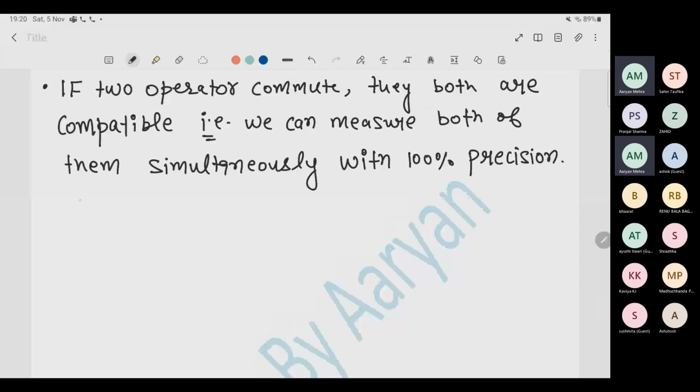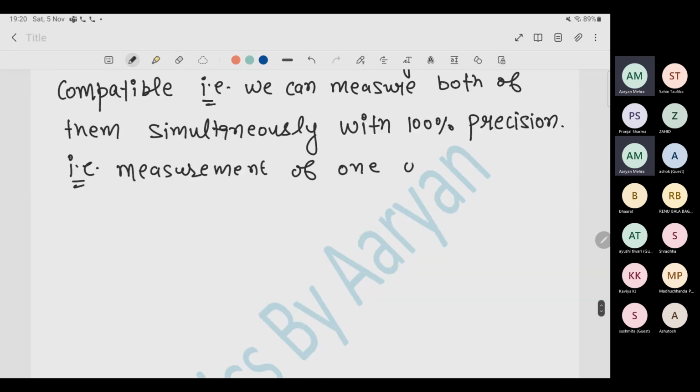What does it mean? That is, the measurement of one operator, please write these down, it's very important, does not disturb the measurement of the second operator.